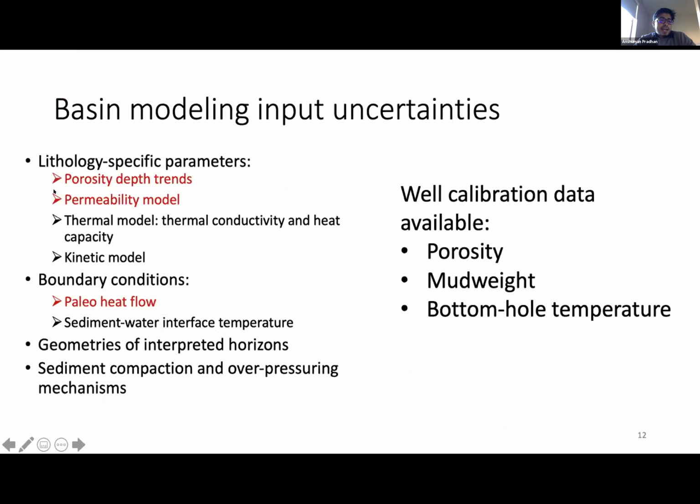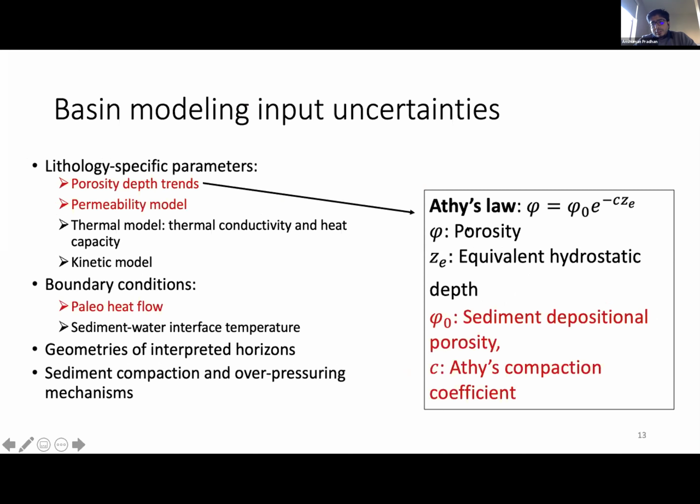So remember, I had this list of all the input Bayesian modeling input parameters which can have uncertainty. But here we do a selection of a few of them, and that is because we have some well calibration data. We have a single well in our location, and that well has calibration data for porosity, mud weight, and bottom hole temperature. Now, since this data informs on some particular properties, we will only be considering uncertainty in these parameters. For example, we consider uncertainty in the porosity depth trends. Porosity depth trend will be specified by the usual Athy's law, and Athy's law will have two parameters that are uncertain, that is the depositional porosity and the Athy's compaction coefficient.